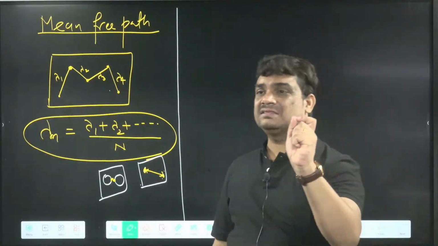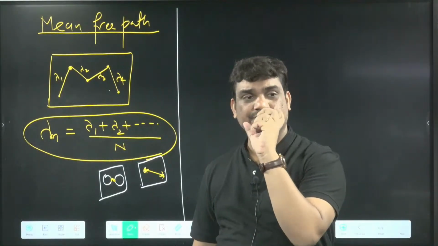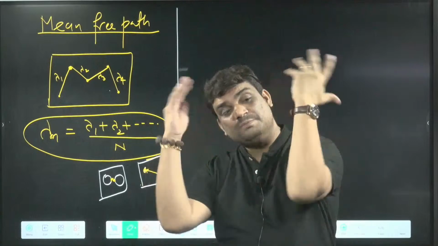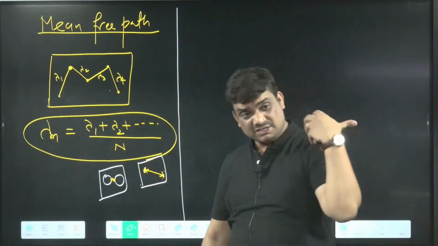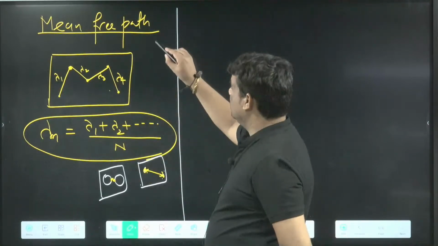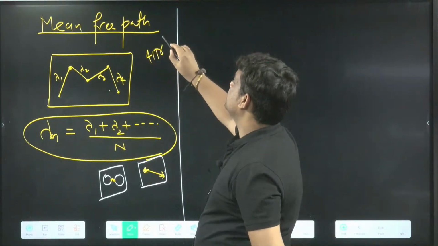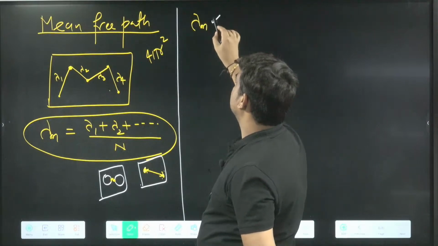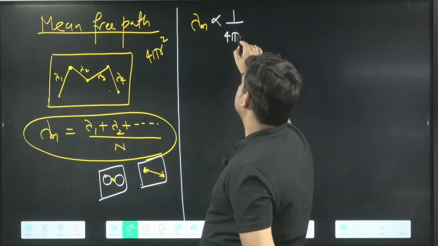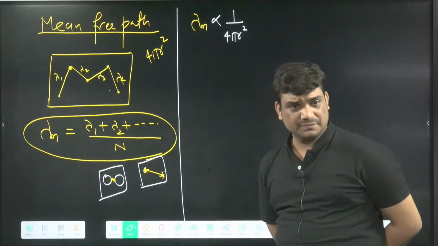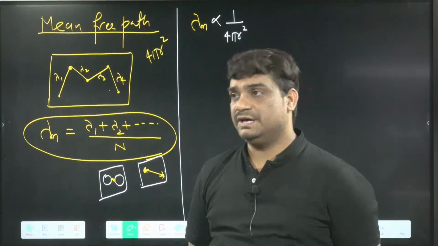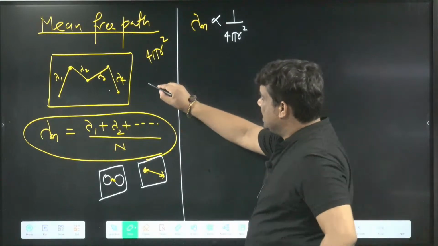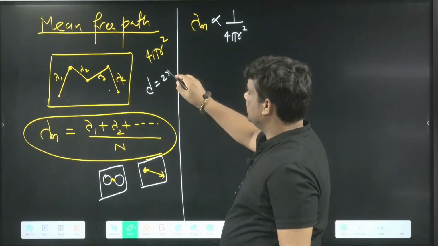Means mean free path and size, what is the relation? If size is more, mean free path will be less. Size we can write with the area, which is 4 pi r square. So I can write lambda m proportional to 1 by 4 pi r square. And once I have written it this way, then I can write that the diameter of the molecule is given by 2r.